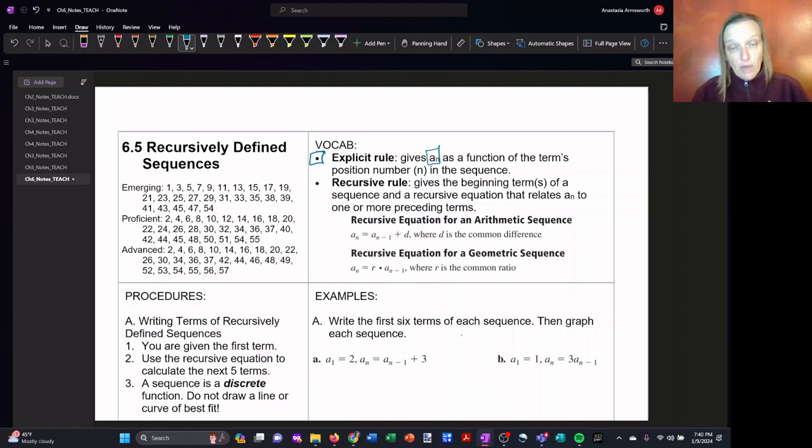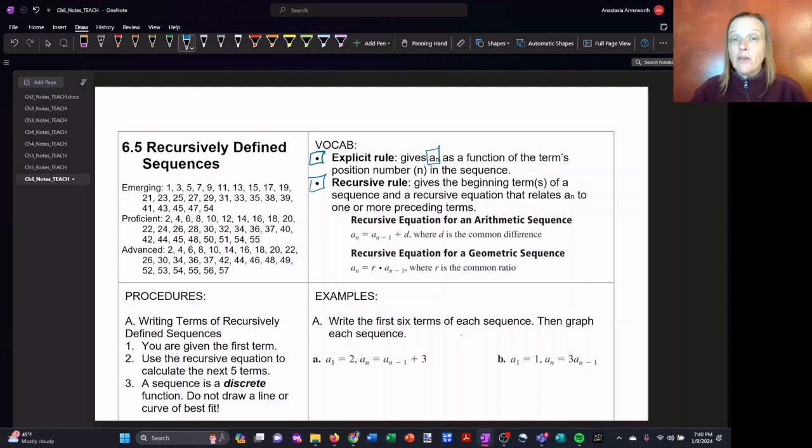There is another kind of rule that we come across in mathematics, and that's called a recursive rule. Recursive rules give you the starting term of the sequence, and they tell you the repeating pattern to follow that relates the nth term of a sequence to one or more preceding terms. So if you wanted to know the 100th term, you would need to know the 99th term to be able to use the equation to figure out what the 100th term is. This can be useful in some situations.